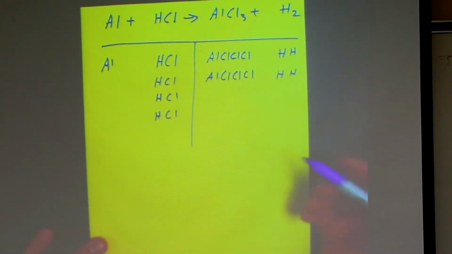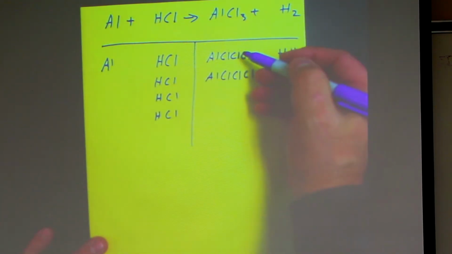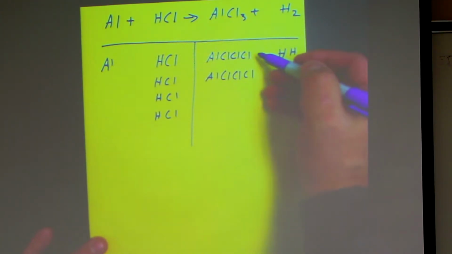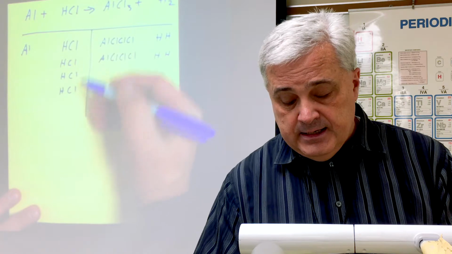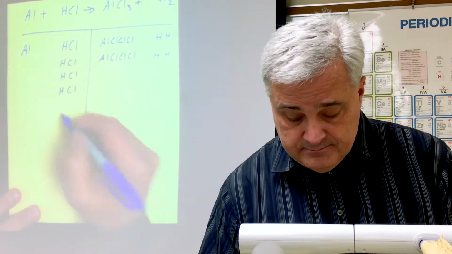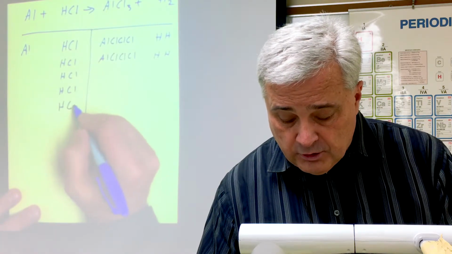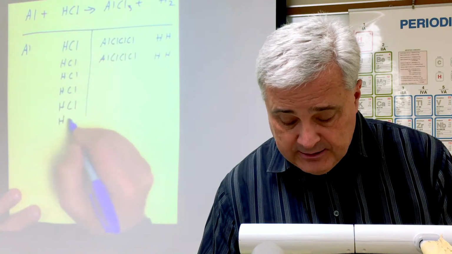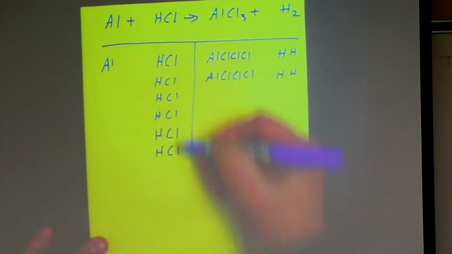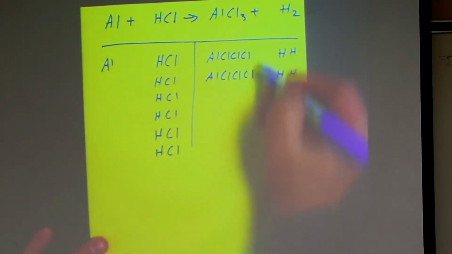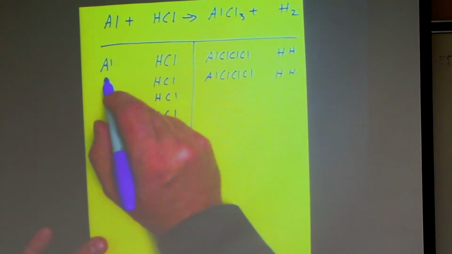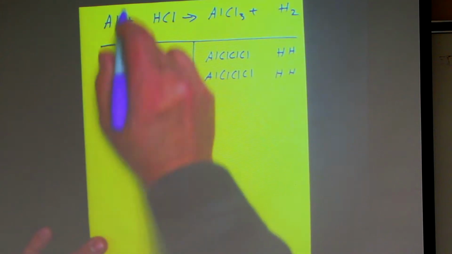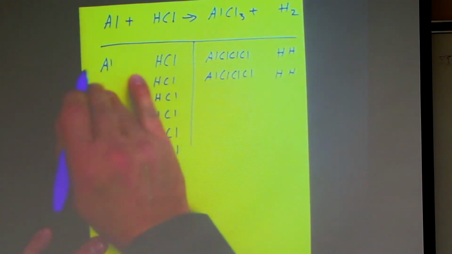Back to inventory time. I have 6 and 4. I have to have more on this side. So I have to have 2 more Cls to get that to balance. So now I have 6 Cls and 6 Cls. I have 2 aluminum and 1 aluminum. So I'm probably going to have to do something with that. But because it's a singleton, I'm going to wait and do it last.